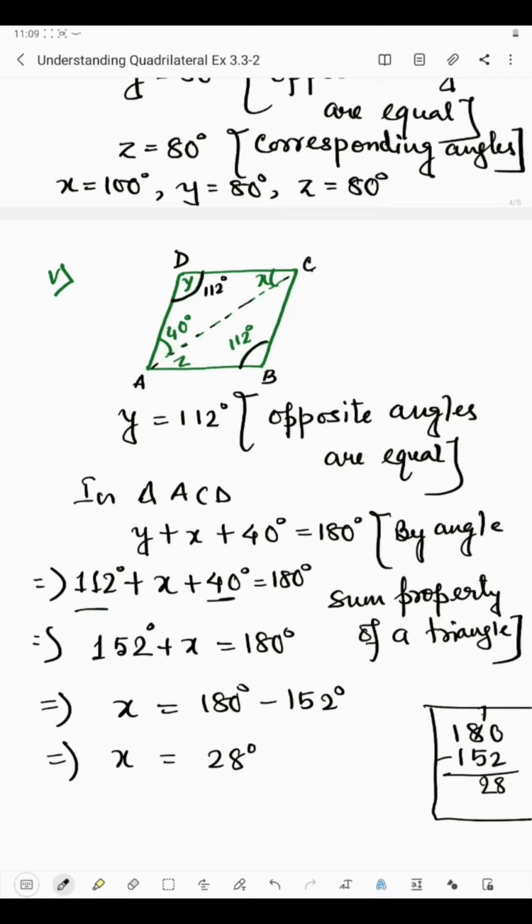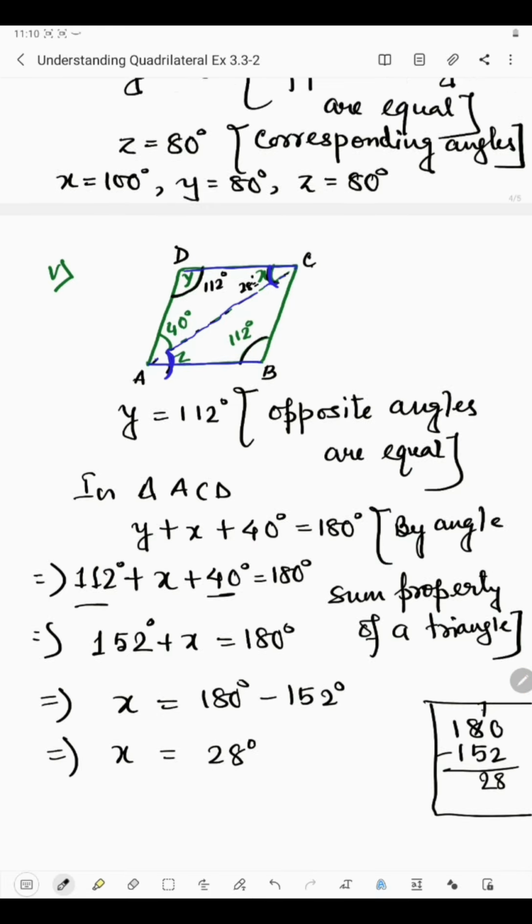Okay. Now x we have got which is 28 degrees, isn't it? Now these angle x and angle z are alternate interior angles. Now why these two? This line and these lines are parallel, right? And this is the transversal which cuts these parallel lines. So alternate interior angles will be equal. This angle is on the right and this angle on the left. Okay. So that means these two angles will be equal. Angle X will be equal to angle Z.